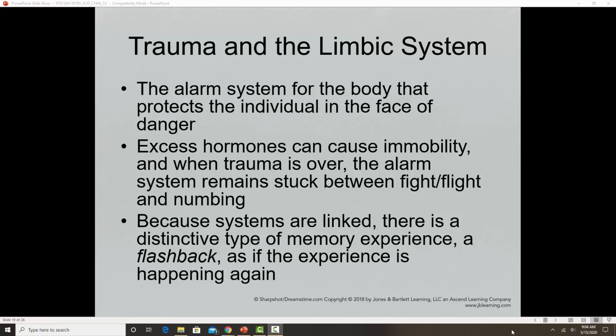There are some medications, by the way, that can help with some of the symptoms associated with PTSD. Anti-anxiety medications and antidepressants can be really helpful.